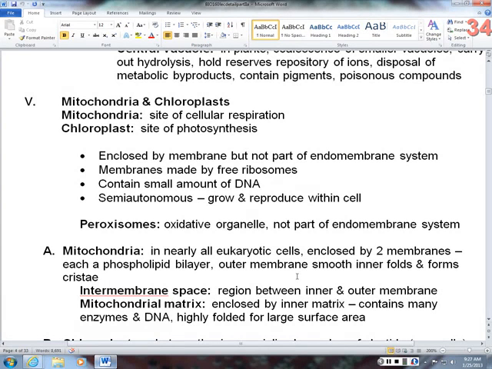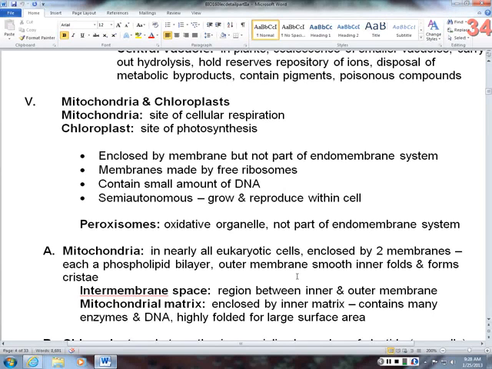They've got this internal membrane with them, so it's enclosed by two membranes. You actually have a phospholipid bilayer on the outside. It's a lot more uniform in size than my drawing is. And then you've got this membrane on the inside as well. It's going to form these smooth inner folds, and we call these folds the cristae.